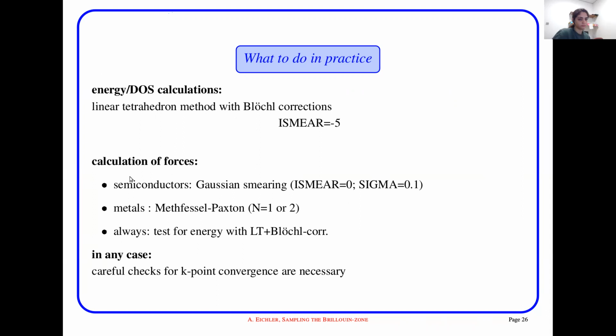ISMEAR equal to -5, so this linear tetrahedron method. And then instead, if you want to do bulk optimization, then you go either with the Gaussian smearing that we have, or with methods you can also change to 1 or 2, but we never actually use them in the group. We always keep ISMEAR equal to 0. Okay? And then it's telling you, look, if you have a problem, check the k-points convergence because it's important.